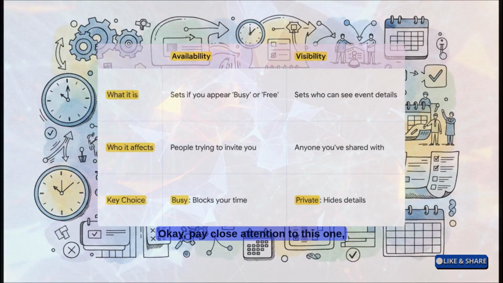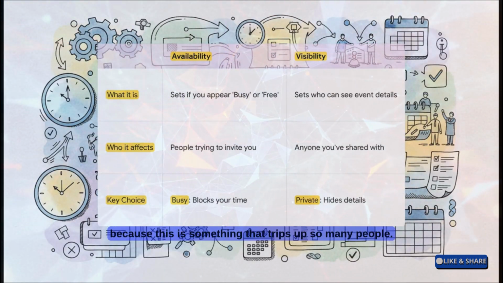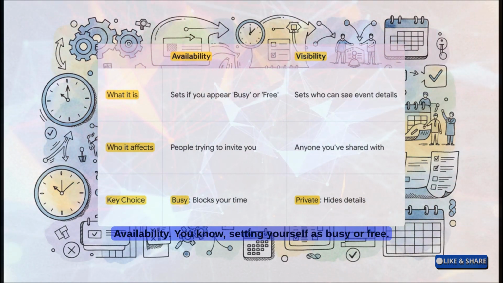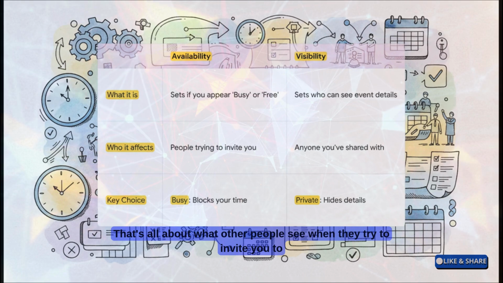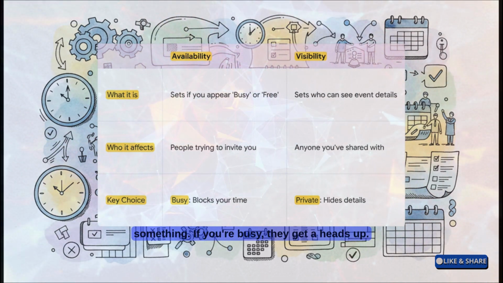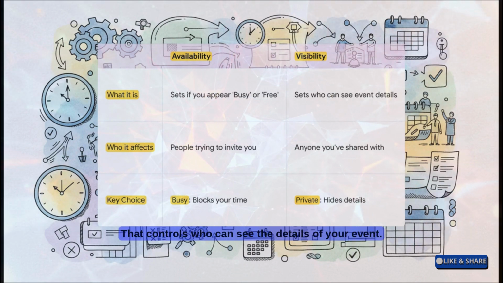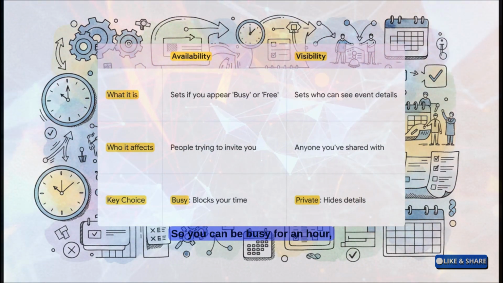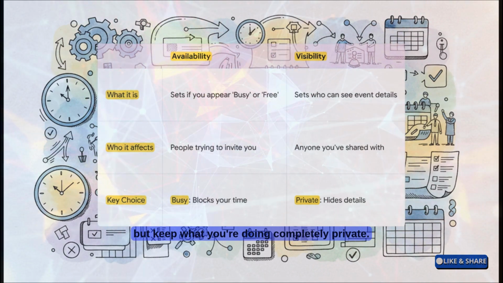Okay, pay close attention to this one because this is something that trips up so many people. Availability, setting yourself as busy or free, that's all about what other people see when they try to invite you to something. If you're busy, they get a heads up. Now, visibility is totally different. That controls who can see the details of your event. So you can be busy for an hour, but keep what you're doing completely private.